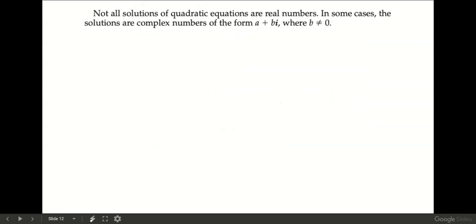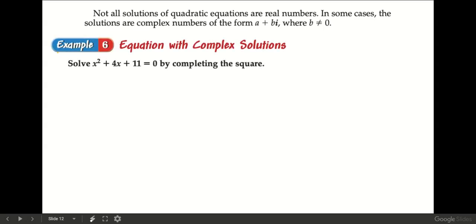But not all solutions of quadratic equations are real numbers. In some cases, the solutions are complex numbers in the form of a plus bi, where b doesn't equal 0, right? And we talked about these being complex numbers or imaginary numbers. So, equations with complex solutions. So what if I'm solving x squared plus 4x plus 11 equals 0 by completing the square?